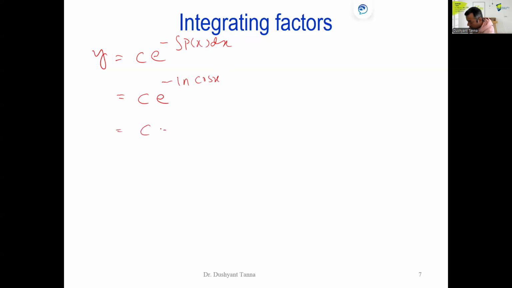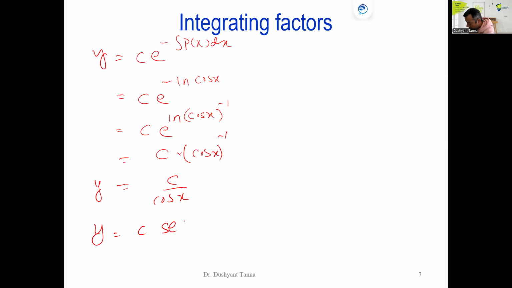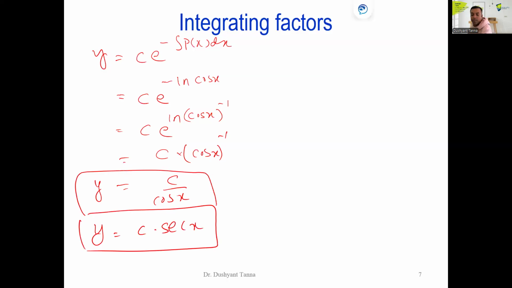Okay. Can I say it is ln cos x power minus 1? e and ln will cancel. That will be simply c times cos x power minus 1. C over cos x, or you can say c secant x. Either of them is a good approach.